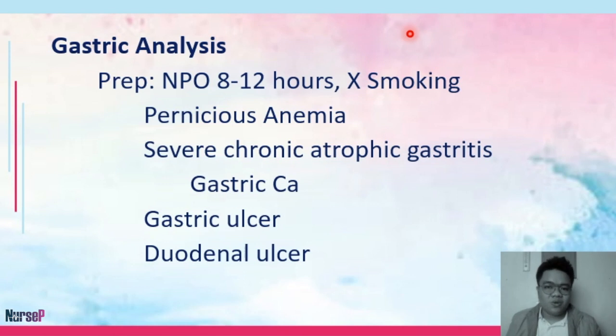Whereas in gastric ulcer, the patient with the disease tends to secrete some acid. Whereas in duodenal ulcer, the patient secretes a lot of acid.